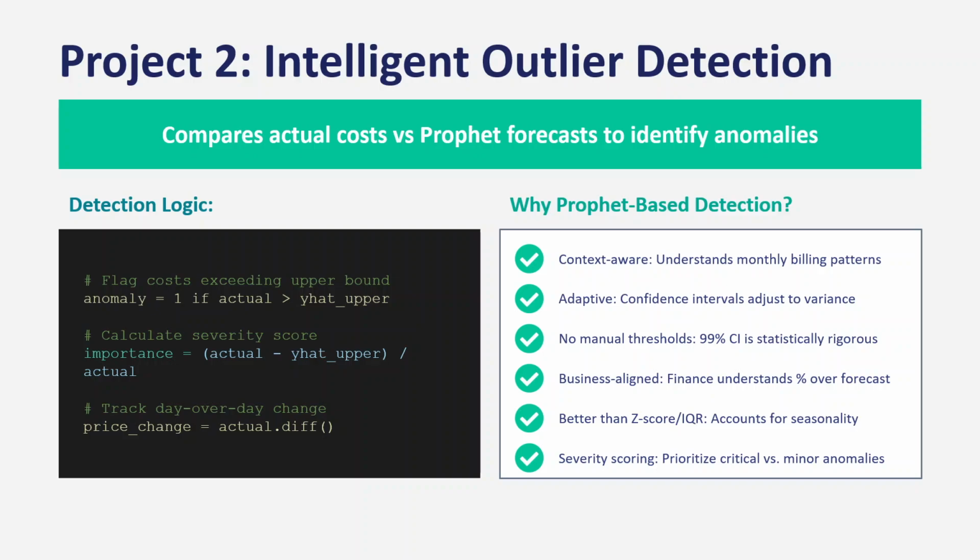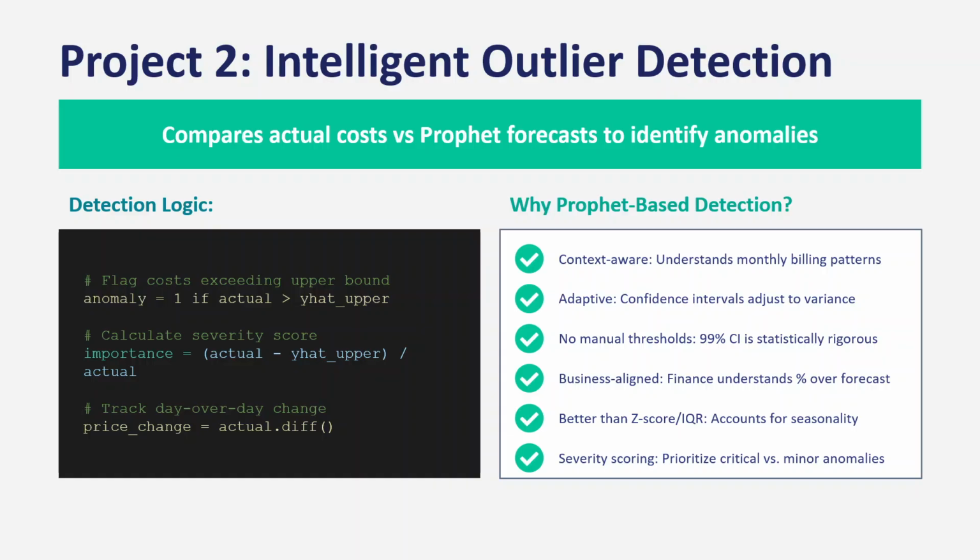Now, for project 2, the anomaly detection layer, the logic is clean and interpretable. If the actual cost exceeds the upper confidence bound from Prophet, it's flagged as an anomaly. The severity score is calculated as how far the actual cost is above that upper bound, as a percentage of actual spend. I also track day-over-day change for trend awareness.